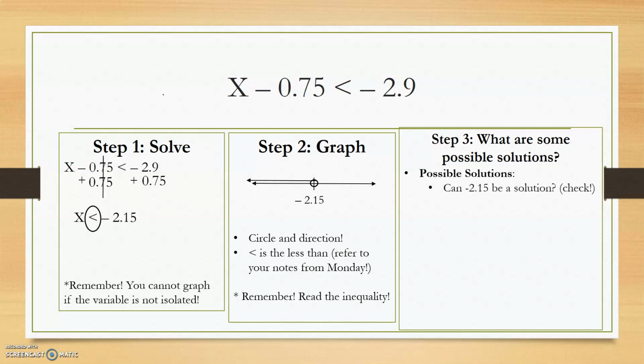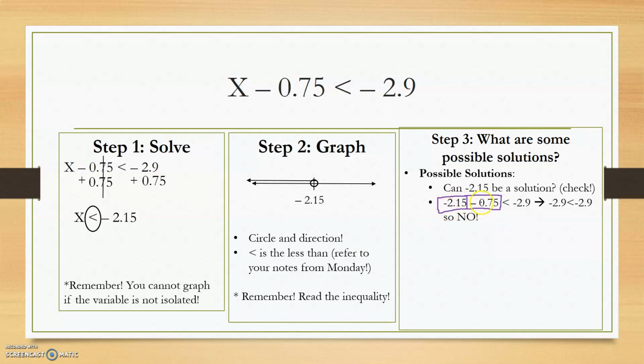Okay, so let's talk about some possible solutions. I always like to start with negative 2.15, the actual number that we're graphing. Let's see if it's a possible solution. If I plug it in, I've got negative 2.15 minus 0.75. Again, I like to use the box method. This goes back to your integer operations. If you're not very confident with this, face your fears, make yourself confident.